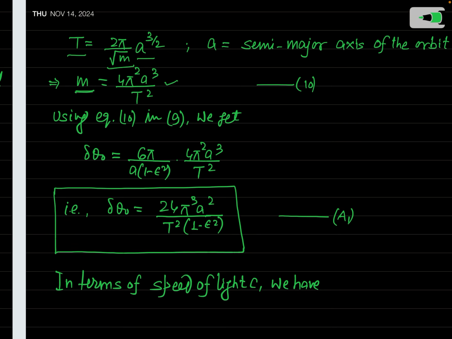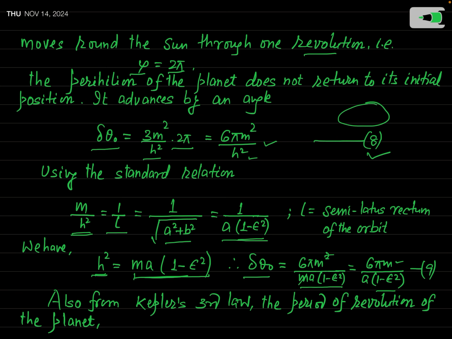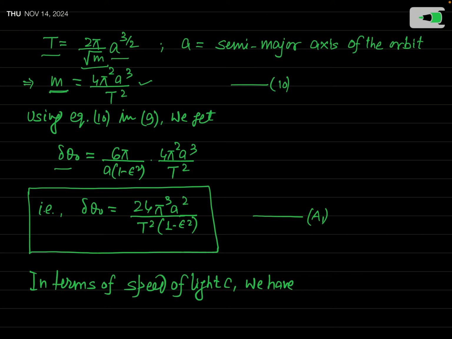Okay. Now let us use this value of m, which we have obtained on the basis of Kepler's third law of planetary motion, in this equation number 9. In place of m, we will substitute it. Then delta theta naught will be equal to 6 pi over a times 1 minus epsilon square times m. But instead of m, now I am writing this much. And now one of the a will cancel out, and your result will be delta theta naught equal to 24 pi cube a square over this much. This is actually the result for the advance in perihelion of the planet. And you can see, if you know the semi-major axis a for the planetary orbit, its time period t, and the eccentricity of the orbit epsilon, then you can easily find the advance in perihelion of the planet after one revolution.